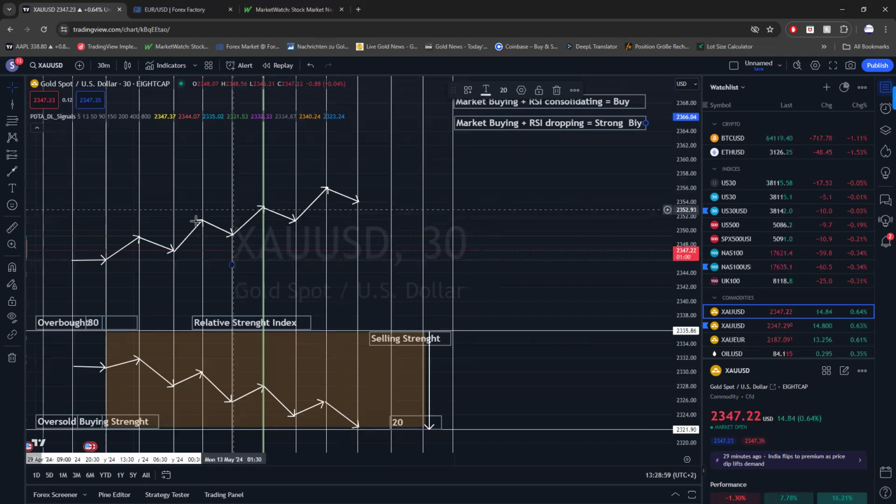So we've done the market is buying, the RSI is dropping. The market is buying, the RSI is consolidating. Both are buys. Buy, strong buy. So now, for the sell example, it's the same thing when you look at it from the other way.